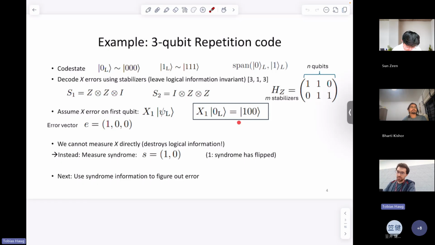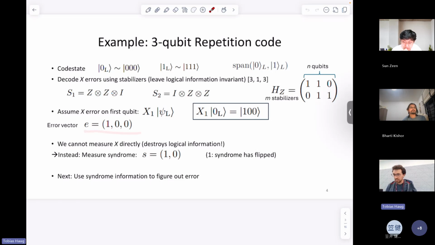Okay, and we can now characterize this error by just an error vector. The error vector is basically just a vector that indicates where an error has happened. In particular, we can write it as 100, right? Because we have an error on the first qubit and no errors on the second and third qubits. Okay, so this is the error vector. This thing characterizes the error that has happened.